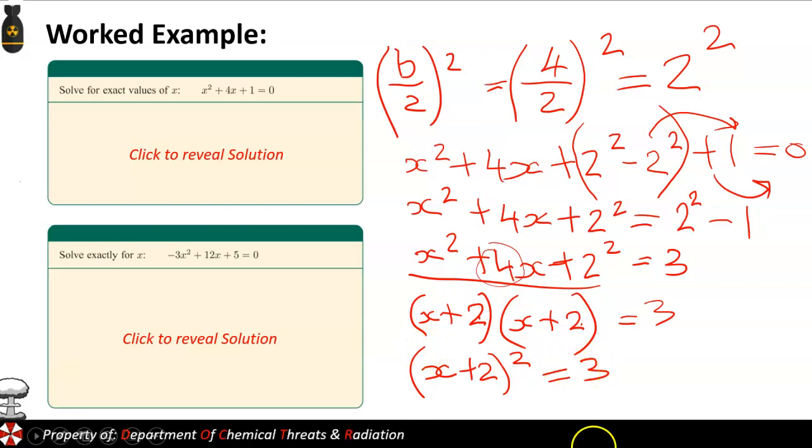And now what we want to do is we're actually trying to solve, remember? The whole point of this is we're trying to solve. So what values can x have? So we've got x plus 2 all squared equals 3.